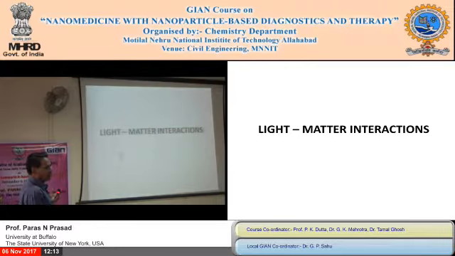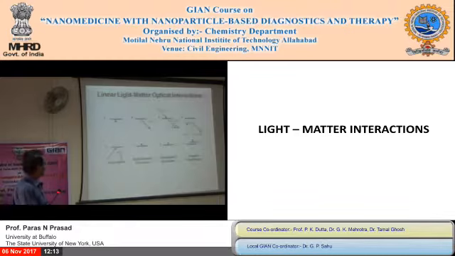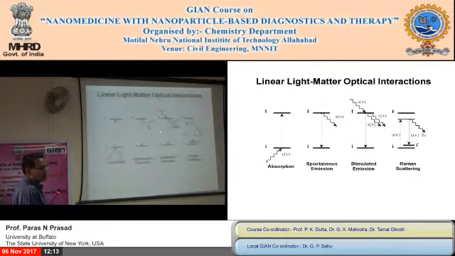So the biologists can learn a little bit more physics. The chemistry and physics students already know about this. So, light-matter interaction: as I said, we use a lot of light-based diagnosis and therapy, so I thought I would review this part. This is a very fundamental concept that was developed by Einstein. First, these three. This is the contribution of our Indian science, Raman scattering.